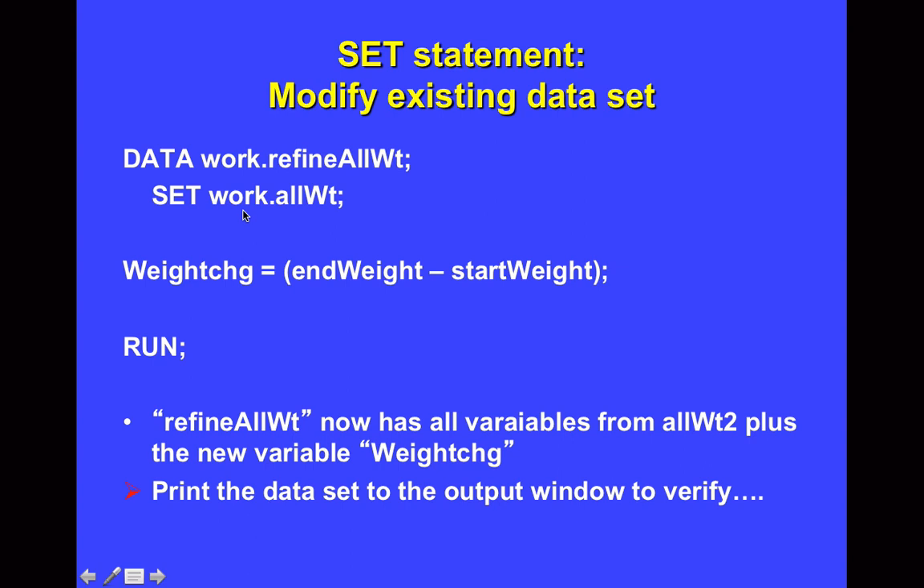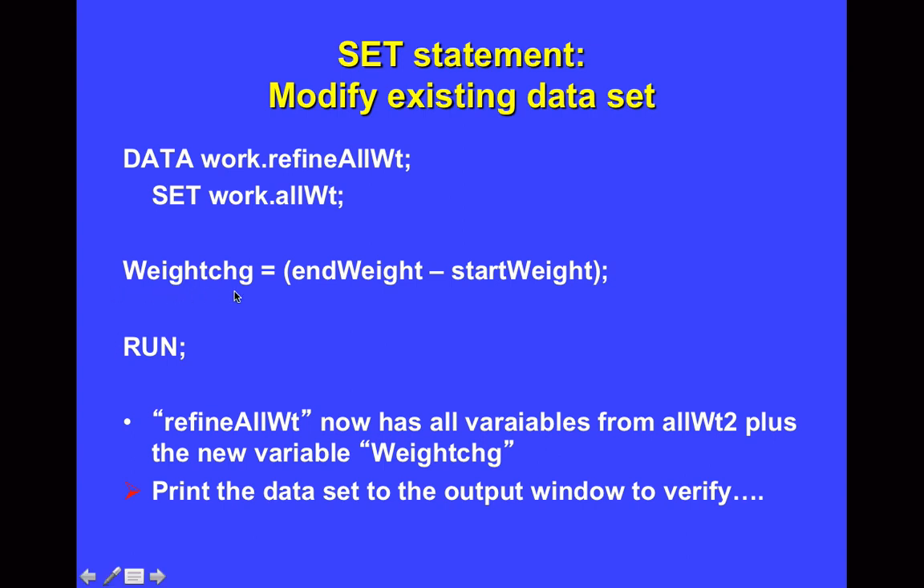We made this specific SAS data set previously in the previous lesson, and the name of it is allWt, and we use a set statement to tell SAS, start from this existing SAS data set to create the new SAS data set specified in the initial data statement. So as a reminder, data steps always start with the data statement, and the purpose of the data statement is to name your new SAS data set and tell SAS where it's going to be stored.